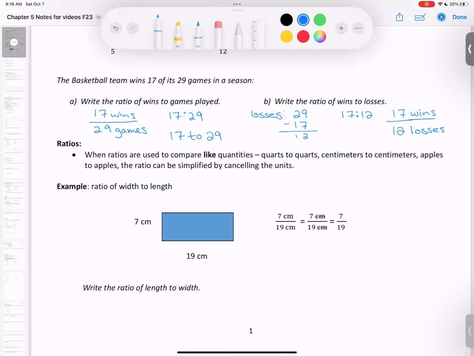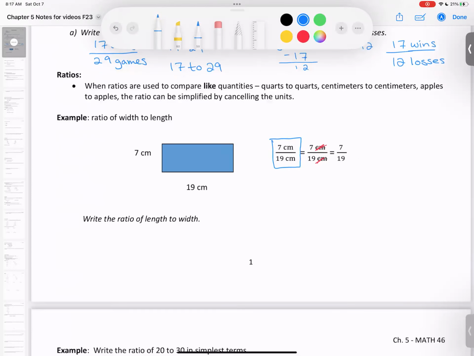Okay, so when we're using ratios to compare like quantities, we can simplify by canceling the units, which is basically what we've done above, where we're talking about games to games. So the ratio of width to length, by the way, in this shape, the width is always the smaller of the two dimensions. So our 7 centimeters is our width here. The 19 is the length. If we're asked to express the ratio of width to length, then that would be this over here, 7 centimeters over 19 centimeters. Because we have centimeters divided by centimeters, those cancel. And so we're just left with 7 over 19.